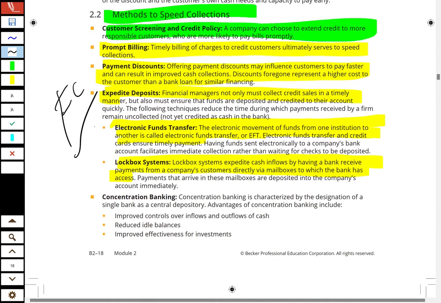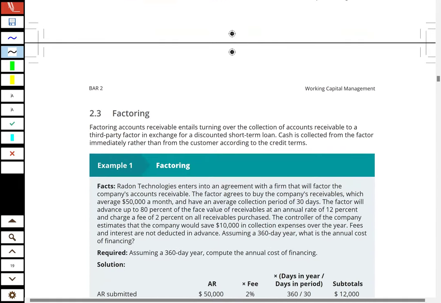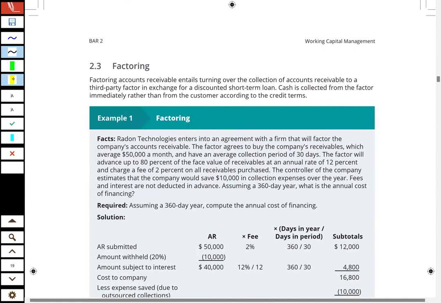Now you come over and we talk about factoring. Let's flashcard this definition: factoring is basically when we turn over our accounts receivable to a third party, and that third party is going to charge us some cost. Let's say the accounts receivable is $1,000. The factor is going to say, yeah, it's $1,000, but I'll give you $980 on that. I'm going to keep the 20 as a factoring fee, and then I'm going to have a factor margin here.